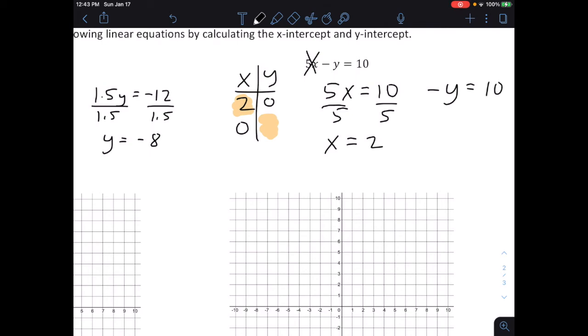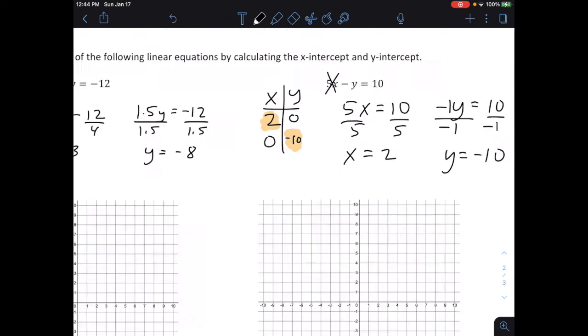But then I want to divide to get rid of that negative 1y, right? So I divide by negative 1 and get y is equal to negative 10. All right, so this is something that is going to be easy to forget, those negative signs, or the minus sign that turns into a negative sign, actually.